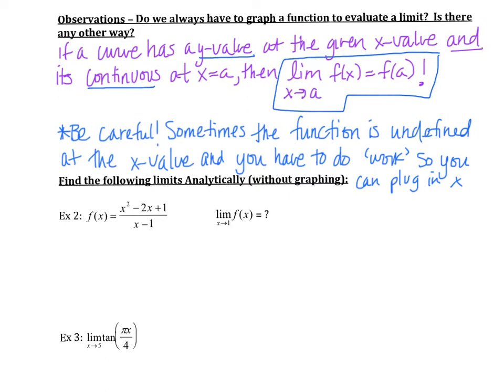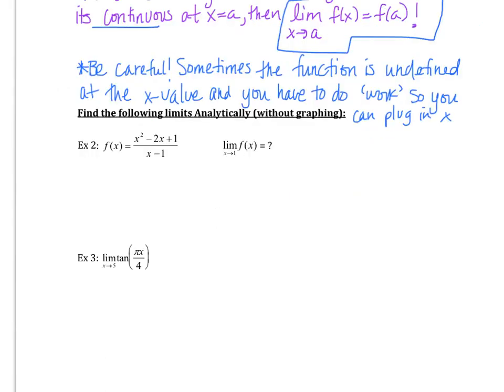Now we've got to be careful because sometimes the function is undefined at the given x value. And when this happens, we have to do some work. By work, I mean simplify, reduce, rationalize, etc., so that we can get a new equation which allows us to plug in x. What we're going to do now is take a look at a couple more examples where we can find the limit analytically without having to draw a graph. We could draw a graph, however, graphing is time consuming, and when you don't need to, that can be quite helpful.